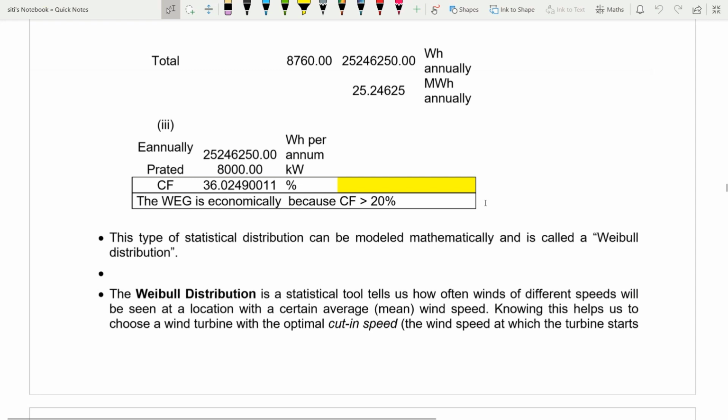This type of statistical distribution can be modeled mathematically and is called a Weibull distribution.